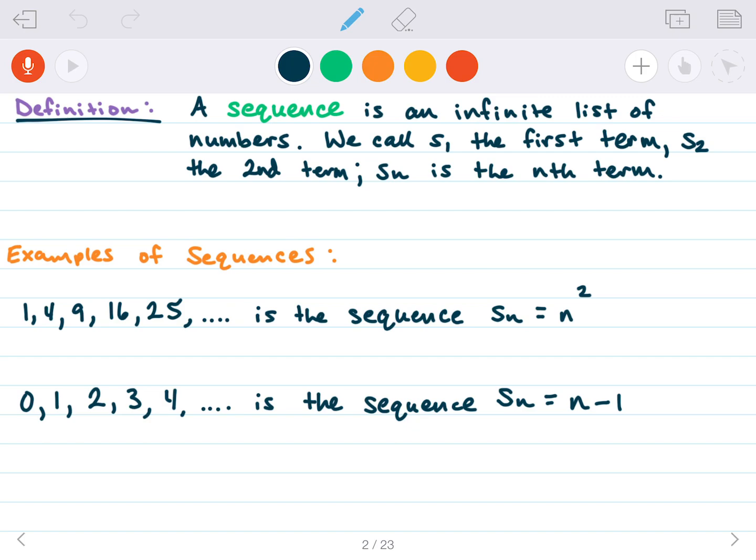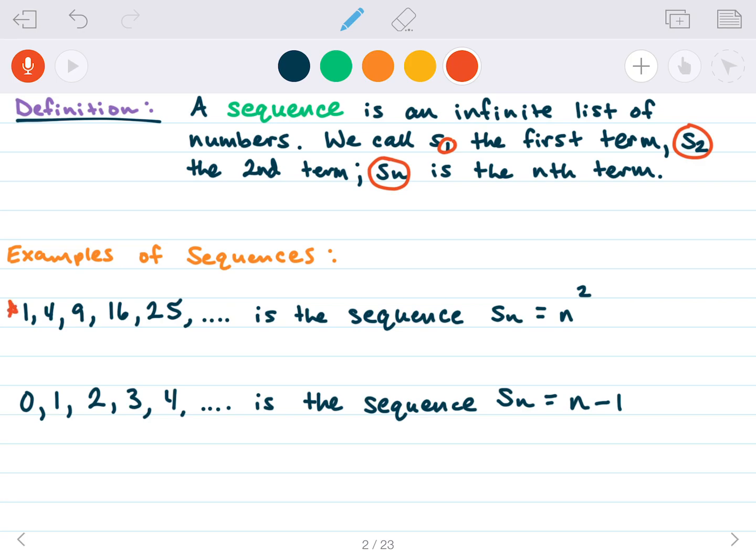Basically, a sequence is just an infinite set of numbers, a list of numbers, and the way we denote the numbers in the sequence is with the subscript. So the first term in the sequence is S sub 1. The second term is S sub 2. And so on. We call the nth term in the sequence S sub n. So that could be any number we want. The 100th term is S sub 100, and so forth.